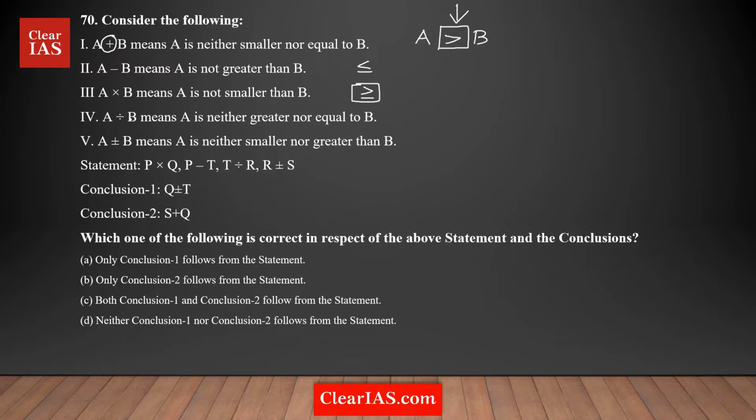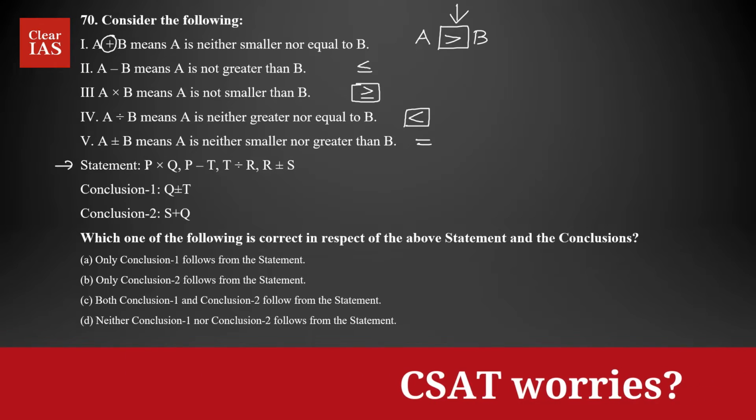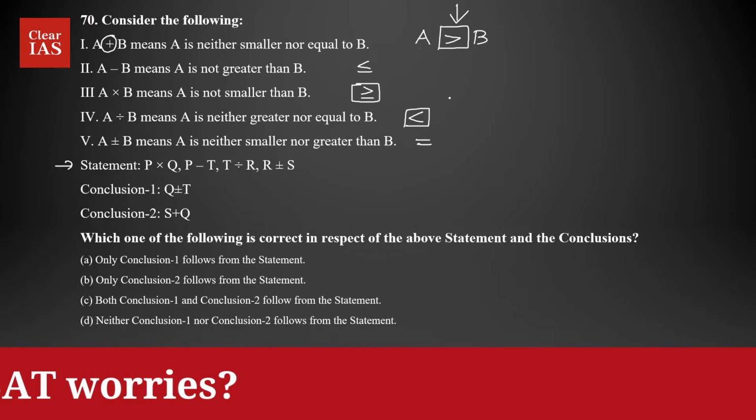What about divide by? A divide by B means A is neither greater nor equal to B. That means A is less than B. So this is the inequality symbol represented by that symbol. The last one is plus or minus. A plus or minus B means A is neither smaller nor greater than B. That means it's equal to, right? So now I've figured out the correct inequality signs for these symbols, and you have one statement given. So I'm rewriting this statement with respect to the correct symbols.